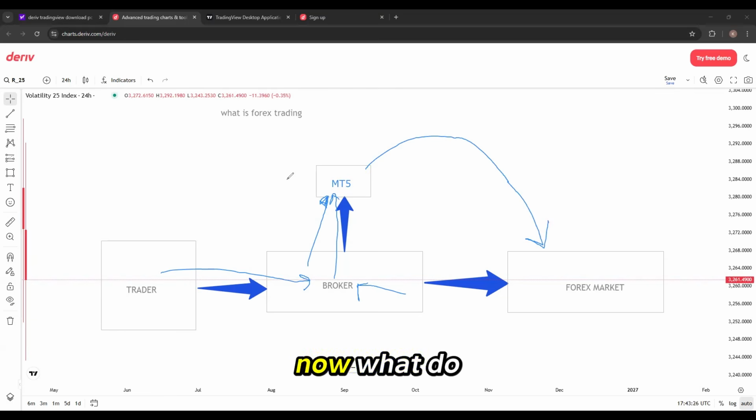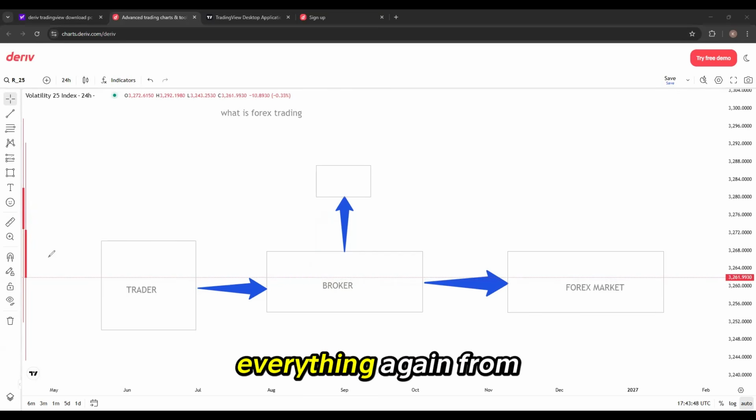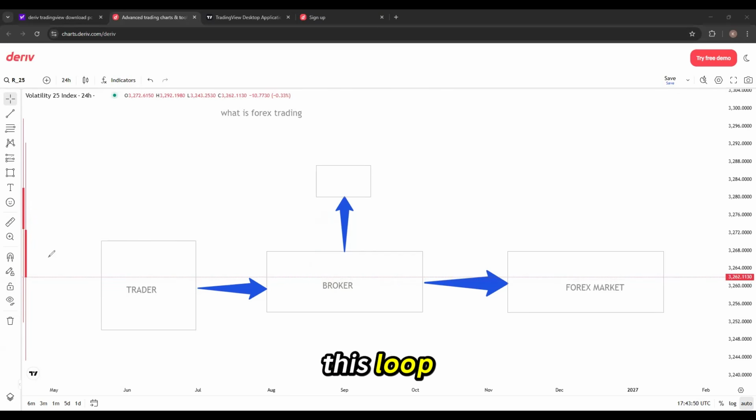On MT5 now, what do you do? On MT5, this is where you buy, this is where you sell. This is where you witness your profits, this is where you witness your losses. Basically, this is where you control your trades. It acts as an interface. Right. So I'll remove everything again from this loop.